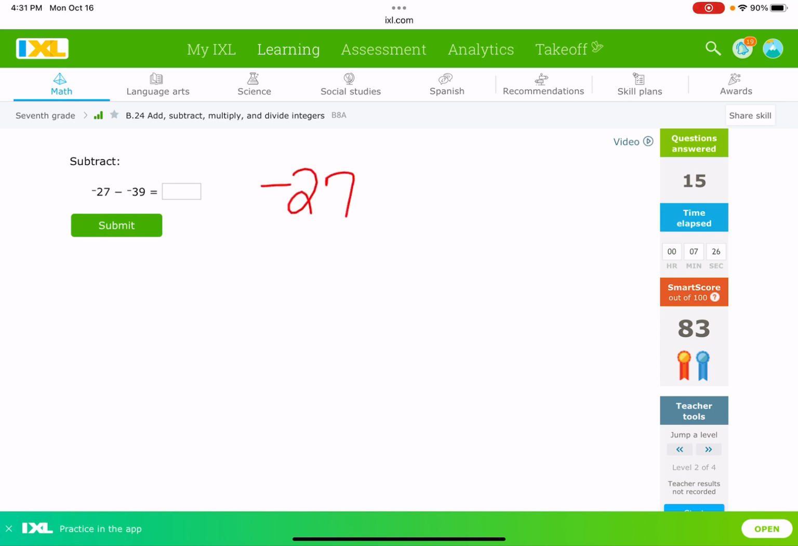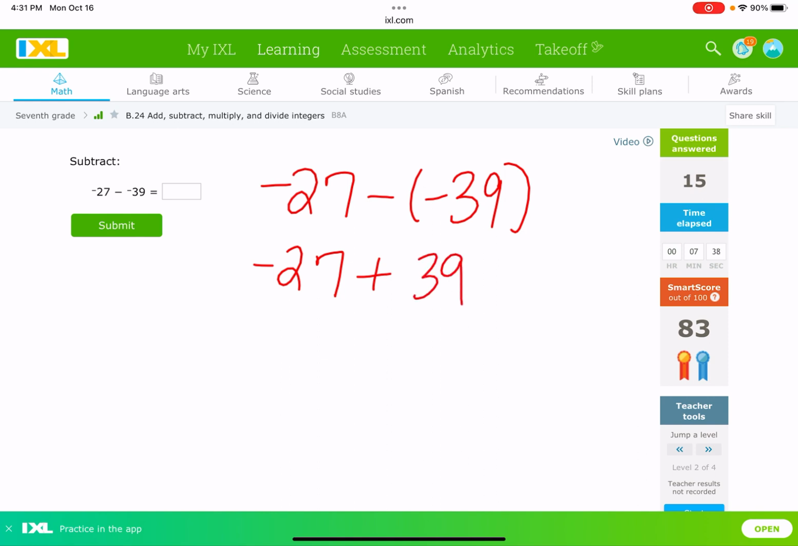Negative 27, there's a lot of negatives here, minus negative 39. Whenever we're subtracting, we want to add the opposite. Negative 27 plus positive, the opposite of negative 39 is positive 39. Now I have 27 negatives, 39 positives. Now, I could simply write all those negatives out and all those positives out, but I don't want to do that. I know that I'm going to have 27 zero pairs, okay? So I'm going to do 39 minus 27, leaves me with 12. So I'm going to have 12 left over.